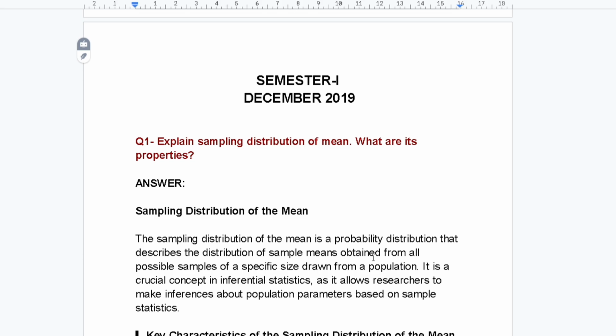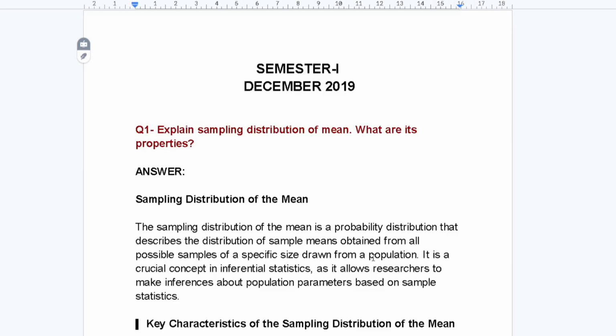In this video, we're going to solve theory questions of 2019 exam papers. So the first question is: explain sampling distribution of mean and what are its properties. Sampling distribution of mean is the probability distribution that describes the distribution of sample means obtained from all possible samples of a specific size drawn from a population.